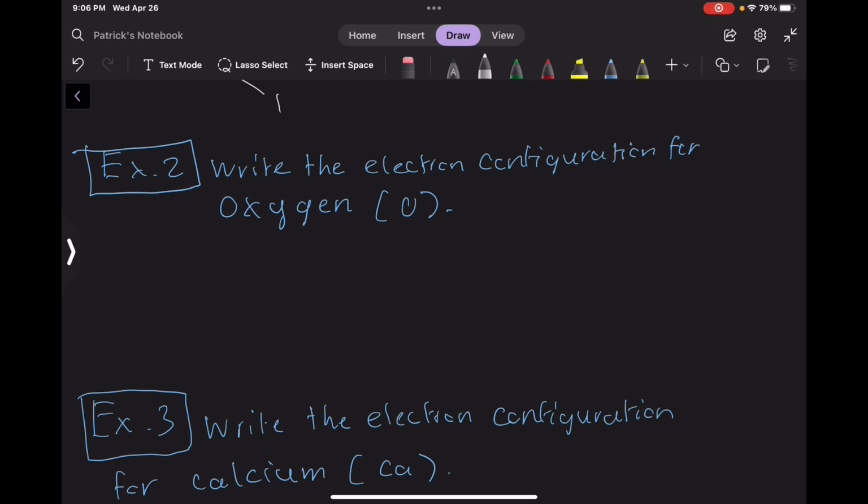Otherwise, let's begin. This is example 2. Example 2 would like us to write the electron configuration for oxygen. Now, our immediate plan of attack for these sorts of problems should be to turn at once to our periodic table and check the atomic number for the element involved. In this case, oxygen has an atomic number of 8, which tells us that oxygen has 8 electrons to balance out its 8 protons.